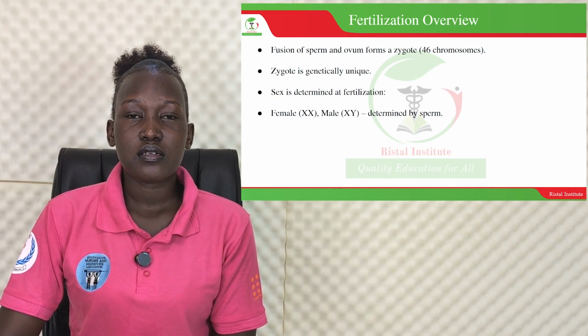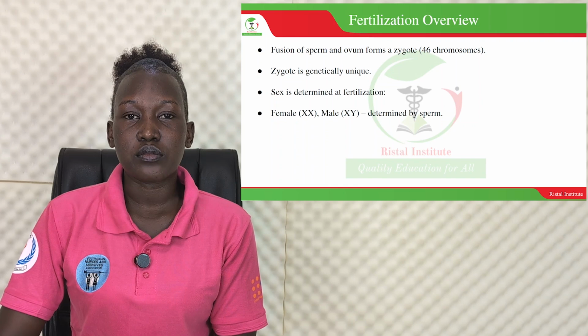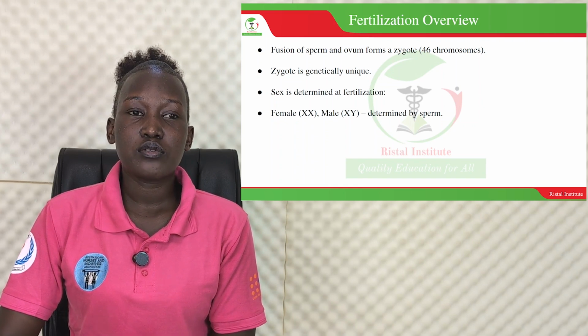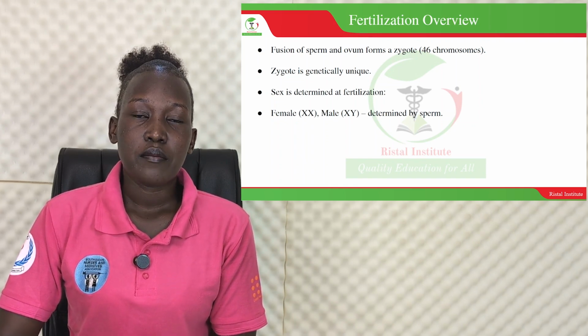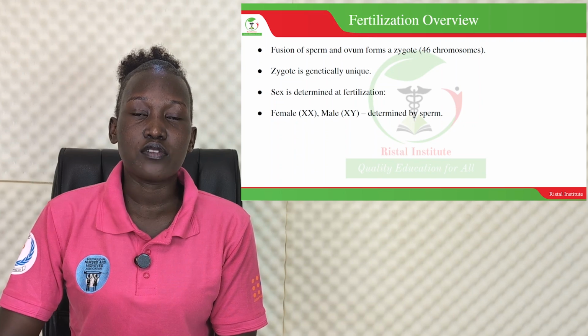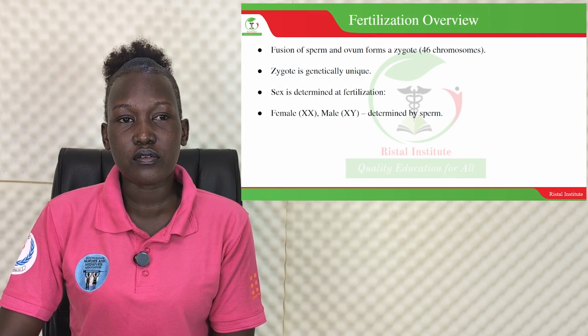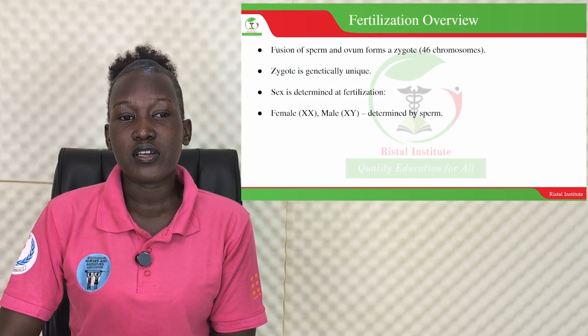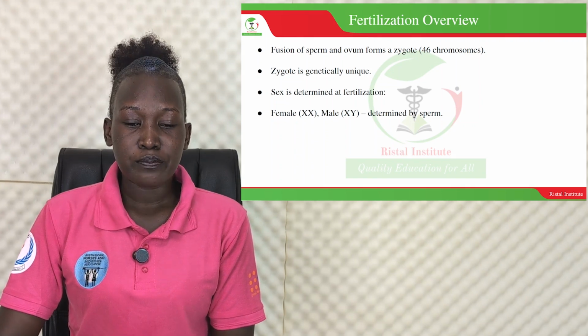So if the X of the male is the one that went and met with the one from the egg, it becomes XX. That means the child which is going to be born will be female. But if it happens that the Y of the sperm is the one that met with the X of the female, then it becomes XY, and we find that it is a baby boy.